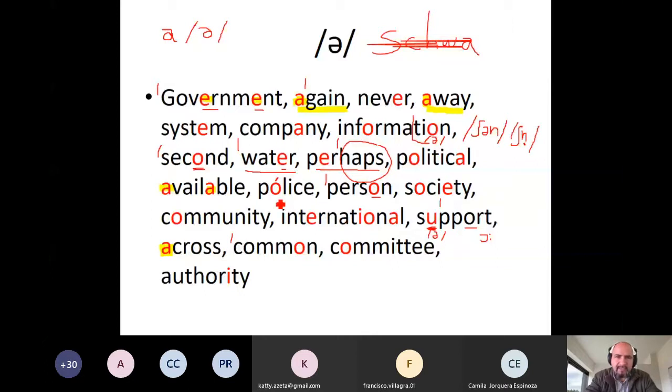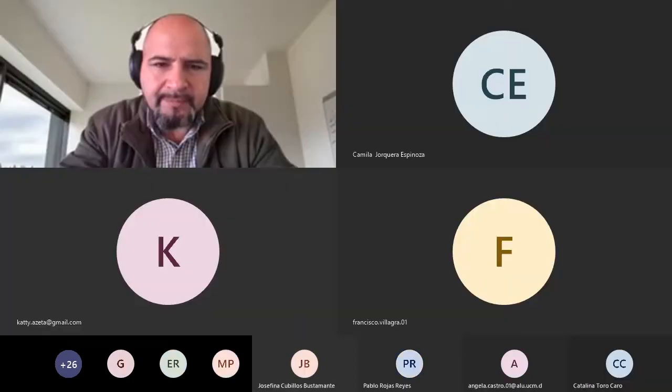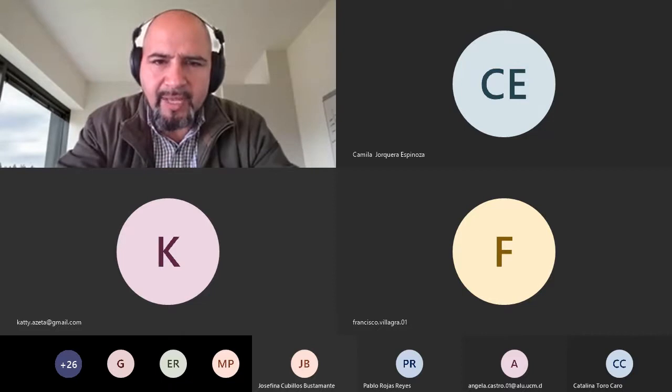This one, please. Let me get rid of this. Sorry. Let me get rid of the, here we go. Because it was a bit disturbing to have a tilde in an English word.